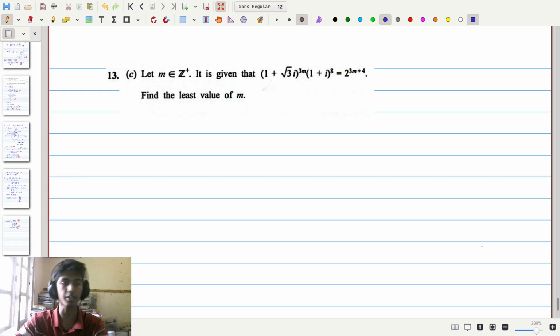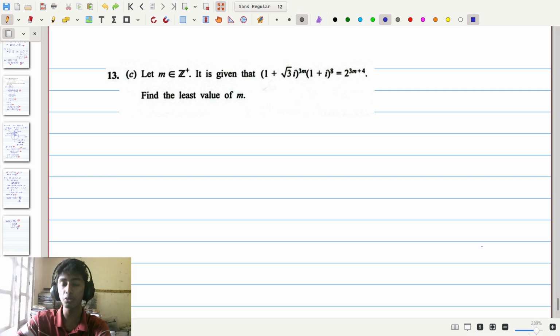and De Moivre's theorem. The question says, let m be an element of the positive integers, and it is given that (1 plus the square root of 3 times i) to the power of 3m times (1 plus i) to the power of 8 is equal to 2 to the power of 3m plus 4. And then it says, find the least value of m.